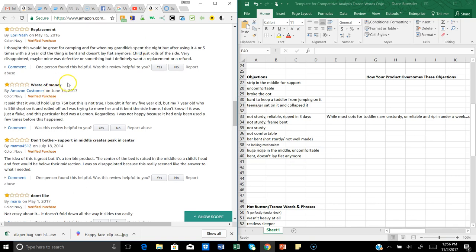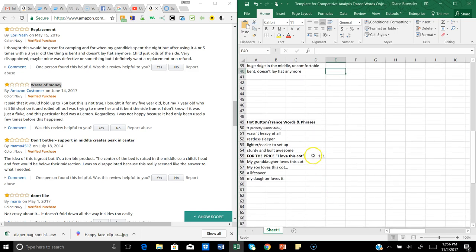There it is, waste of money. These people are conscious of money. Where do we put that? Let's see here, for the price. So people say waste of money. So you say something like don't waste money on cheaply made knockoffs, right? And you'll see how we use this bullet point in our copy and writing our actual listing later. But that's just kind of an idea. So don't waste money. See how they're using the words waste money? You want to say don't waste money. Don't bother. It's another one. Don't bother.